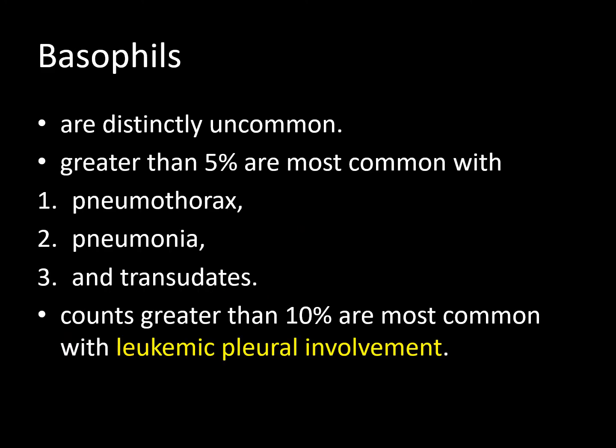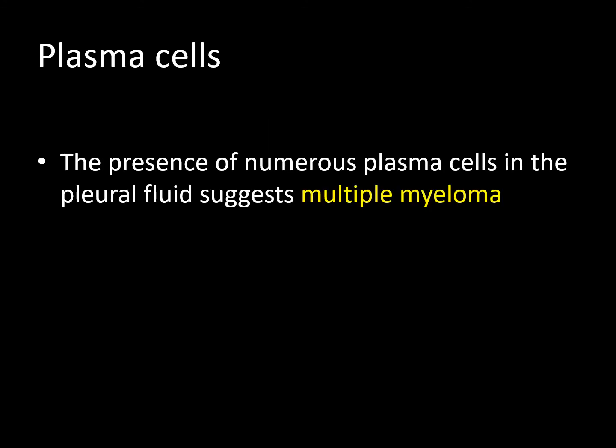Basophils are distinctly uncommon. Greater than 5% is common with pneumothorax, pneumonia, and transudates. Counts greater than 10% are most commonly seen in cases of hematological malignancies. Plasma cells: the presence of numerous plasma cells should make us suspect multiple myeloma.